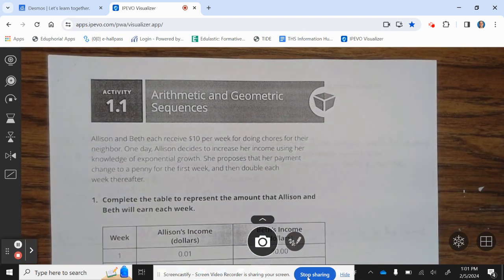Activity 1.1. Arithmetic and geometric sequences. Allison and Beth each receive $10 per week for doing chores for the neighbor. One day, Allison decides to increase her income using her knowledge of exponential growth. She proposes that her payment change to a penny for the first week and then double each week thereafter.